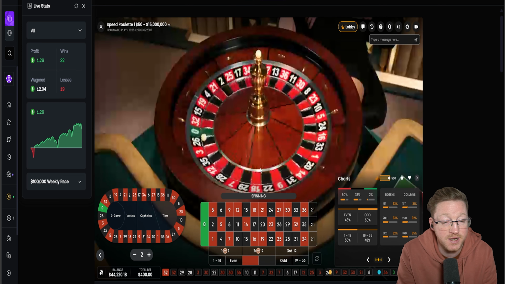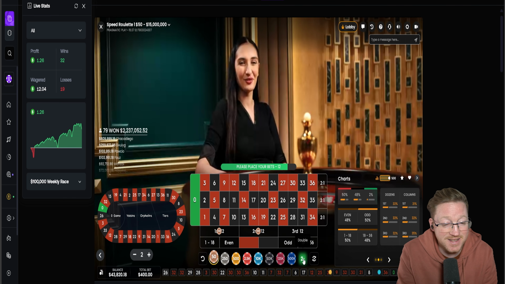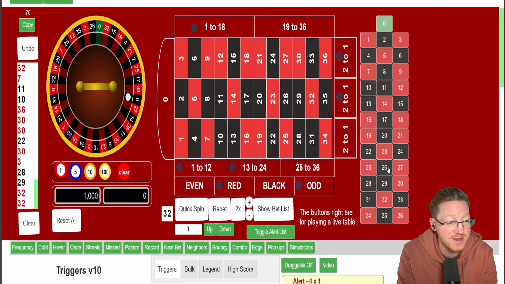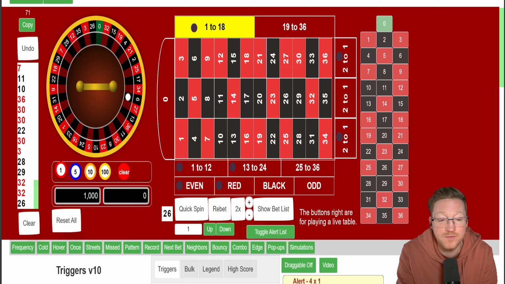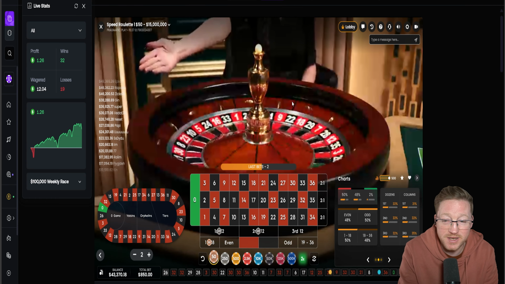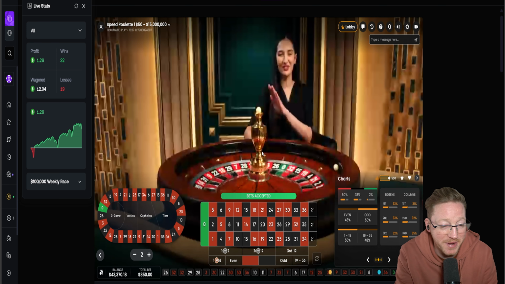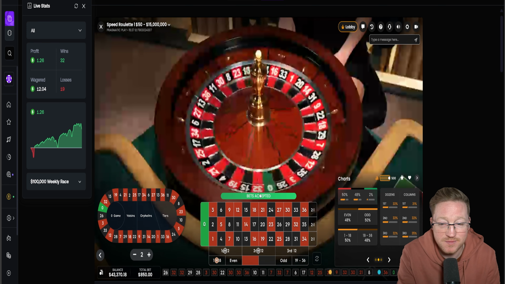Oof, thought that was getting a 0 there. Oh, it didn't matter, it was 26. 26. So we're on the same one and we're on 1 to 18. Do you see that? We see it's all going to go Pete Tong at the end here.